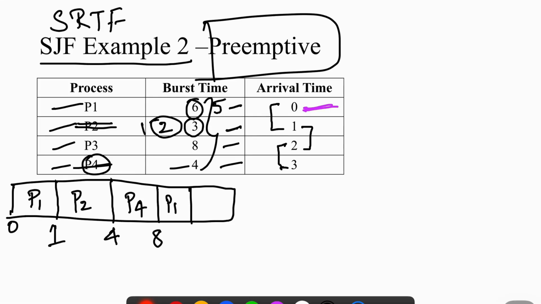So again I'll take P1. 5 is remaining. 1 was already done initially, so 5 is remaining. This is 13 and P1 completes. Last one remaining is P3 with 8. So this becomes 21. So if you see, totally the Gantt chart is ready, but due to the preemptive method, P1 is occurring twice. Preemptive method, that is shortest job, P1 is occurring twice.